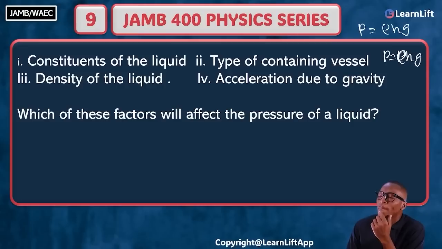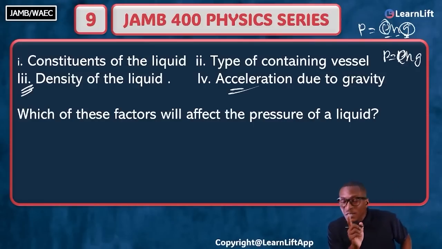This is density. So pressure depends on one, density. It depends on the height. It depends on what? On gravity. So let's look at the options. Option A said constituent of the liquid. B said the type of vessel. Very funny. D said the density. Yes, it depends on density, because look at it, this is density. It depends on acceleration due to gravity. Look at it, this is acceleration due to gravity.